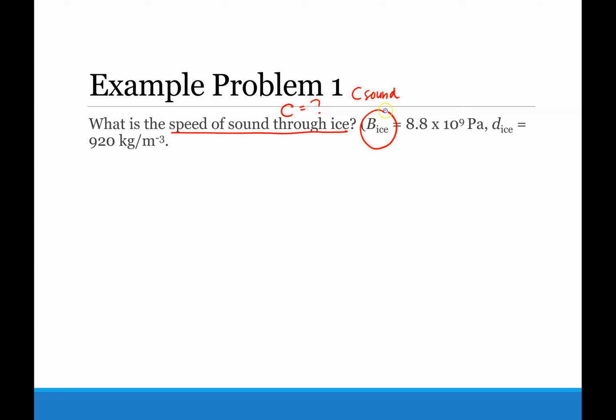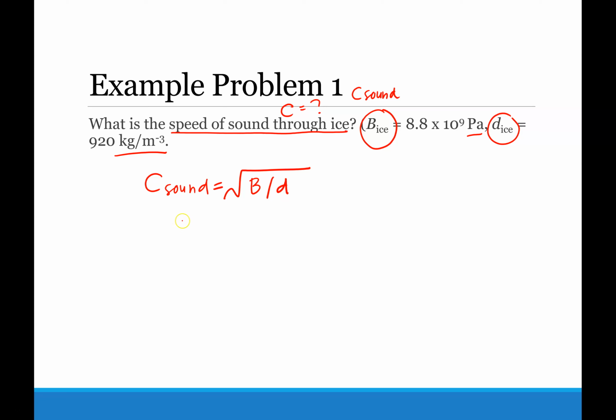They tell us B is called the bulk modulus and it's measured in units of pascals. And D is the density and it's measured in the same old kilograms per meter cubed. So the equation for this is c sound equals the square root of B divided by D. And so you definitely need your scientific calculators for this one.